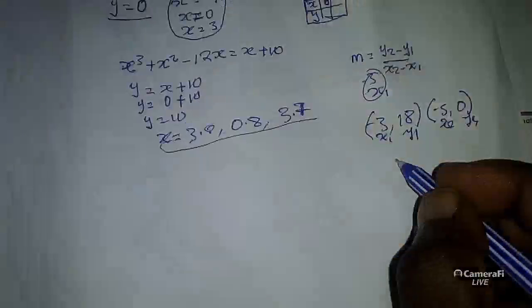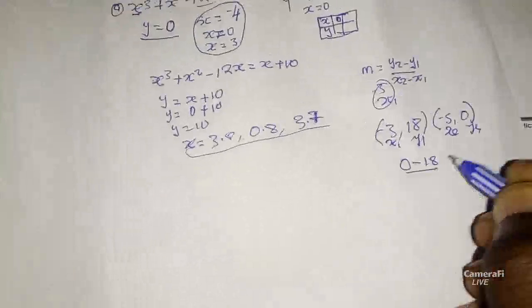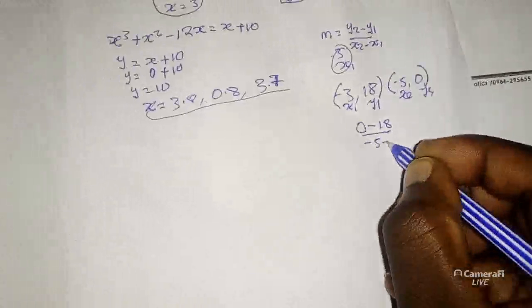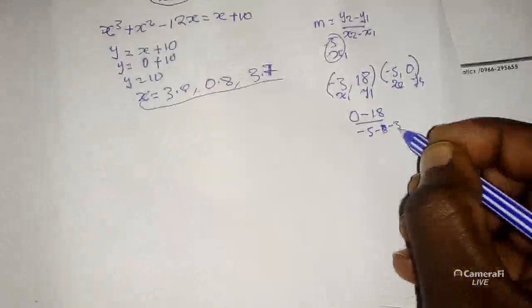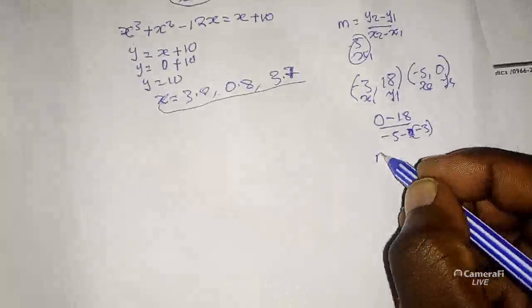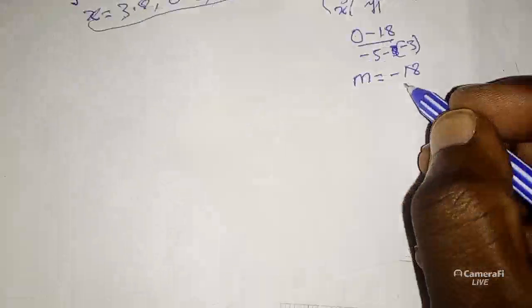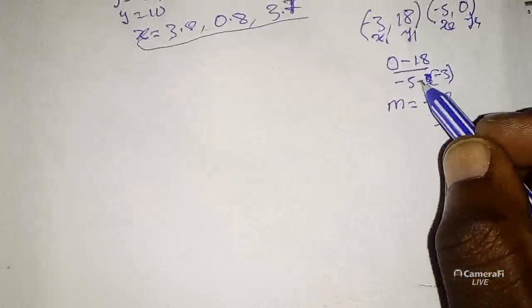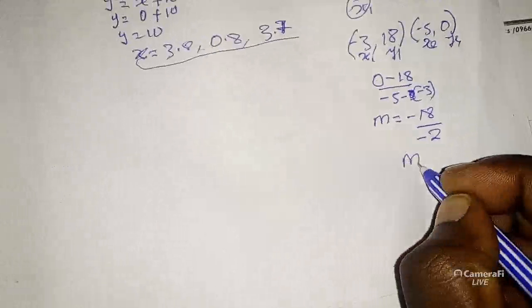Let me be writing for you. So I'll say 0 minus 18 over, what is x2? x2 is -5 minus 3. Okay, so let me write minus 3, because that one must be like that. So gradient is equal to -18 over -2, because when I say negative, this is negative, minus minus, it's positive. Negative times negative, so if I subtract, I'll remain with that.